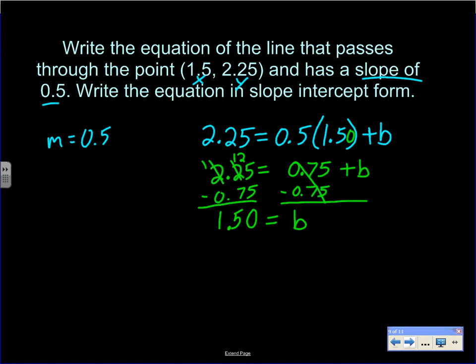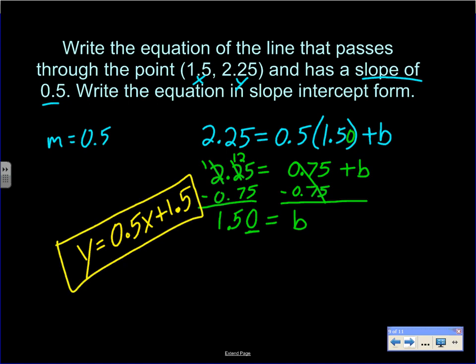This is 1.50, but since it has that 0 on the end, I'm going to drop that when we go to write the equation. And our equation should look like y is equal to 0.5 x plus 1.5. y is equal to 0.5 x plus 1.5. And you notice I dropped the 0 there. If the zeros are off to the right, you can go ahead and get rid of those. But if they're between the decimal place and the number, you have to leave those zeros in there.